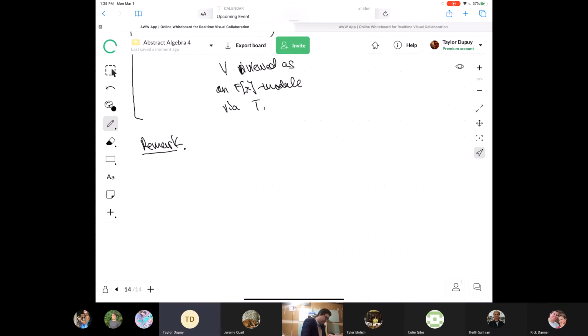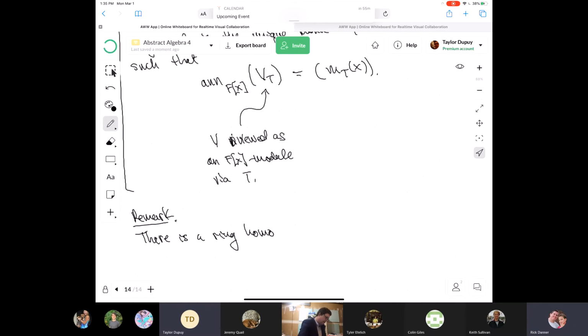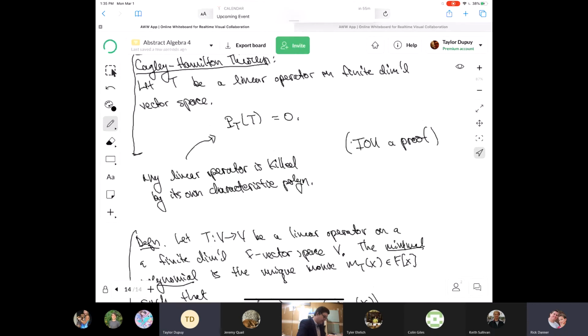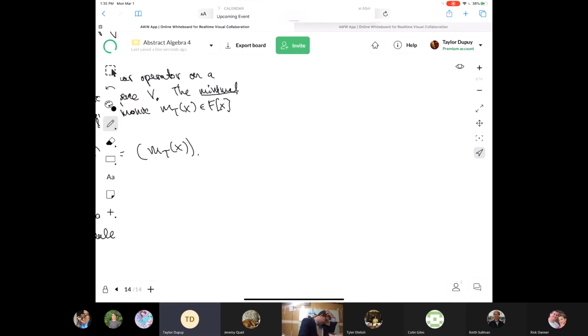So there's a ring homomorphism. Yeah, did you want to say something? I was going to say, isn't that another way to say that the minimal polynomial divides anything that annihilates? The minimal polynomial, for example, will divide the characteristic polynomial. So since this one annihilates T, the minimal polynomial divides the characteristic polynomial, right? So that's one thing that we will know.